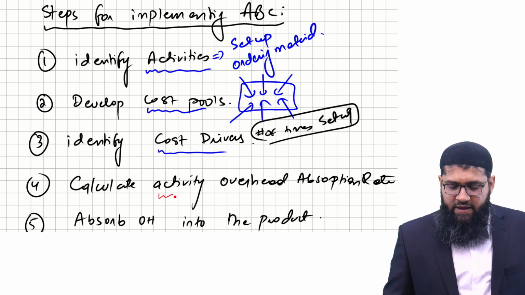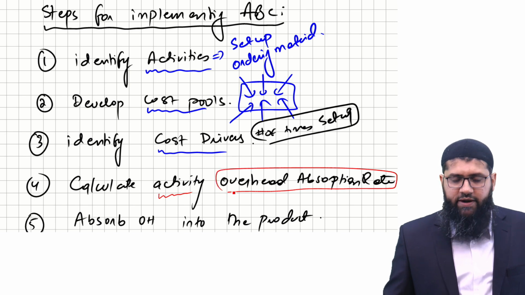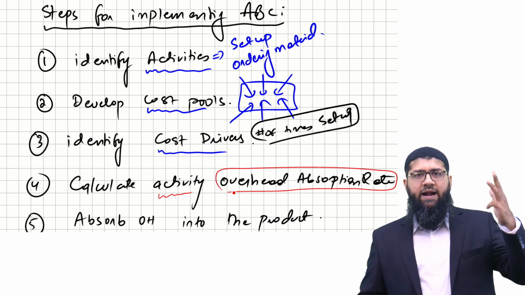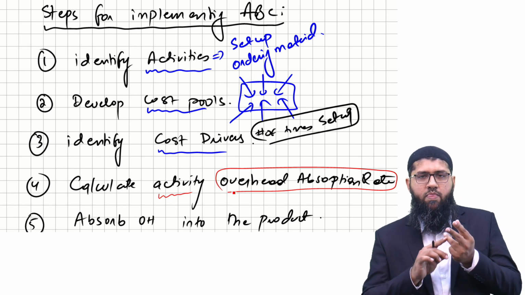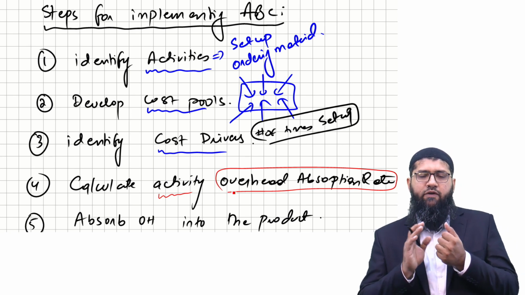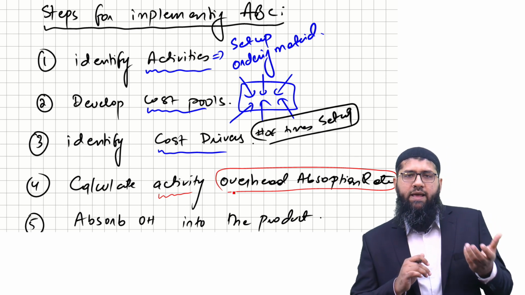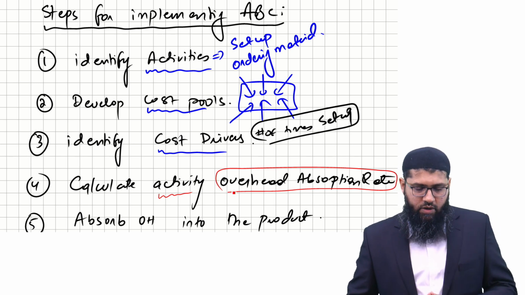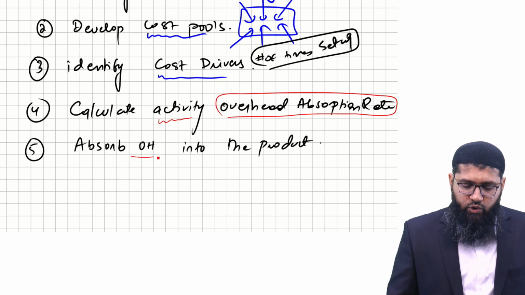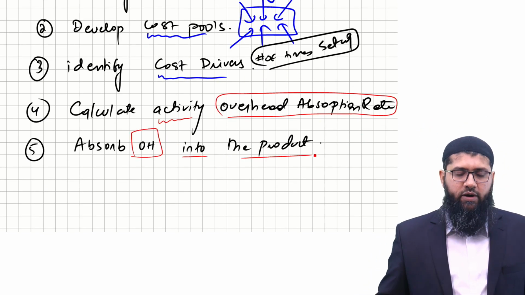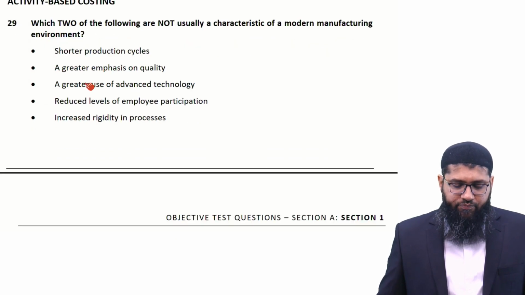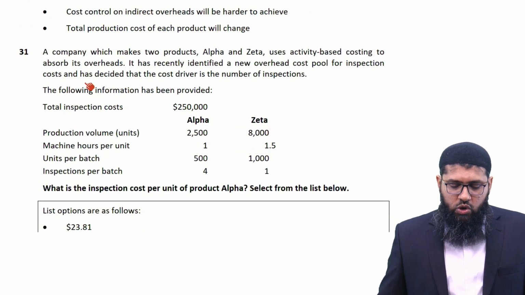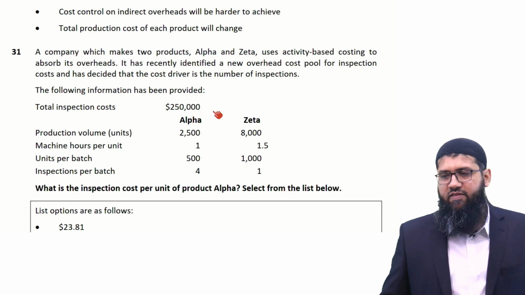the fourth step is to calculate the activity overhead absorption rate. What do you mean by this? For every single activity, let's say if you've got 4 activities, you calculate the overhead absorption rate for activity 1, activity 2, activity 3, activity 4. And then once you have it, you absorb the overheads into the product. How exactly are we going to do it? I'm going to demonstrate to you through 1 or 2 examples so that you have an idea what exactly the approach is.